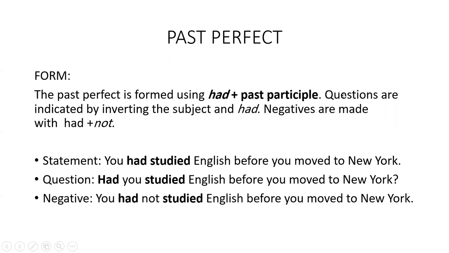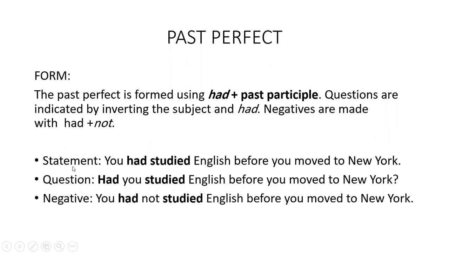How do we form the questions? We form the questions by inverting the subject and had. So had comes before the subject. Invert means switch. Had comes before the subject, and this is how we make the question. How do we make negatives? We make them with had plus not, of course, followed by the main verb.